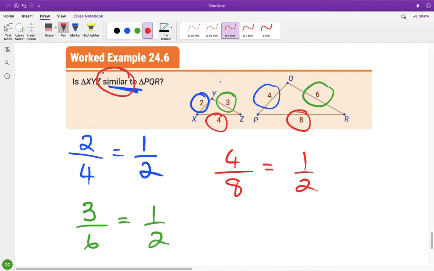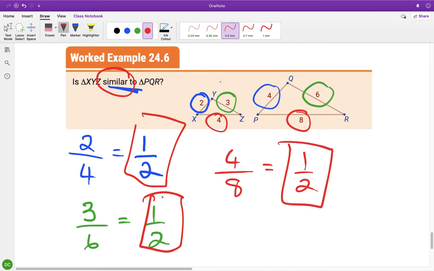So if these 2 triangles are similar, then their sides should be proportional, providing I keep the order right. And I did keep the order right every time I started with the little triangle. And were they proportional? Yes, they were. All of those fractions were a half. So they are proportional. Okay?